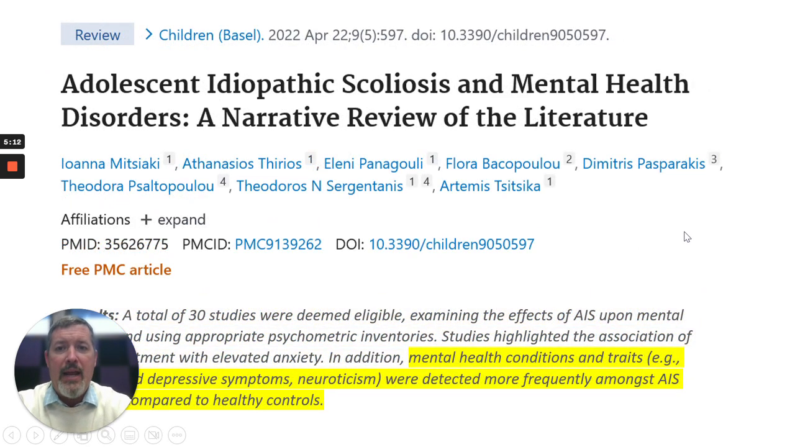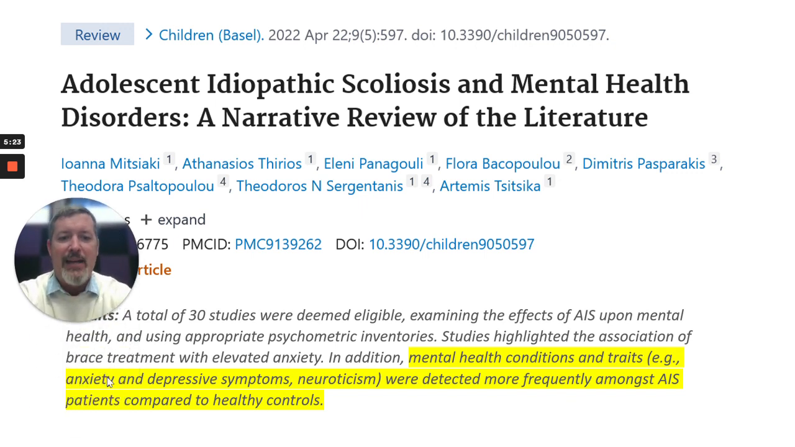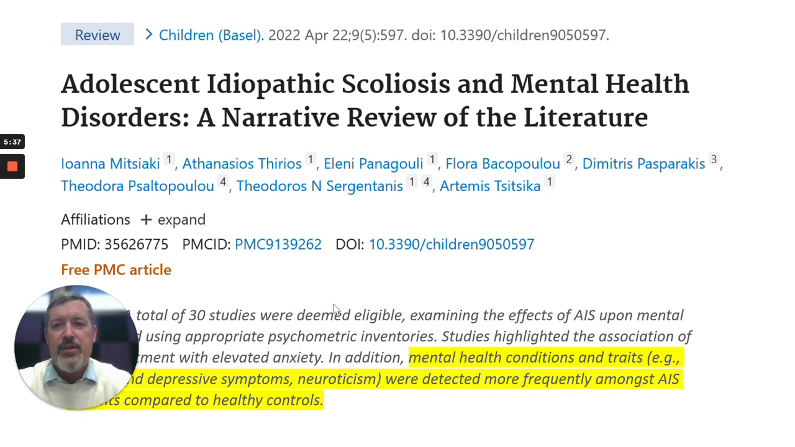And then lo and behold, a literature review just done a year ago showed mental health conditions and traits, depressive symptoms, neuroticism, and anxiety, more frequently in patients with idiopathic scoliosis. What are the odds, right? So at this point, I'm only 10 years ahead of the game. This is data from PubMed substantiating what I already observed and what we've been testing for a long time. Thus also showing, look, scoliosis is not a problem of the spine. Scoliosis is a problem that has a spinal component, period.